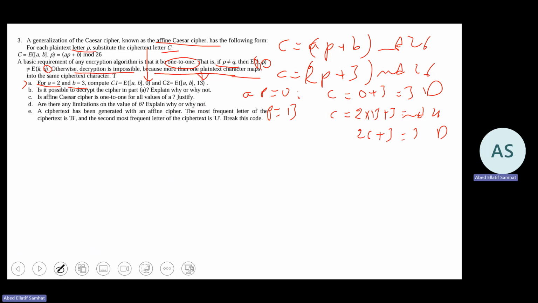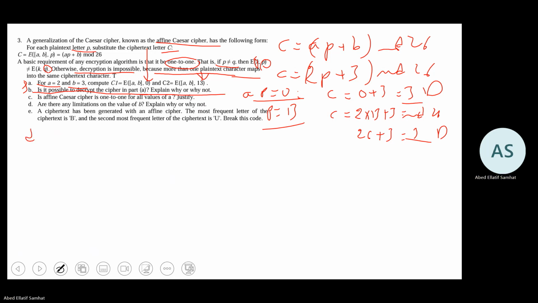So here in this example we have two different plain texts, but we obtain the same ciphertext. That's why we have the second question: is it possible to decrypt the cipher given in part A? It's very easy to say that decryption here is impossible, as we said.